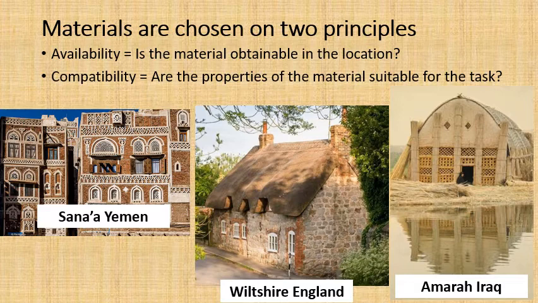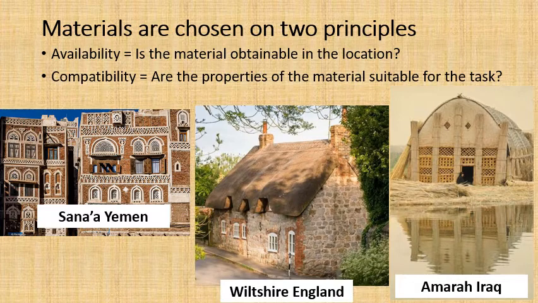It's made from clay oven brick. Why did they not use stone? Well, because it's a sand desert. It's just not available. They can't use masonry stone in Sana'a, so they had to make clay oven bricks.